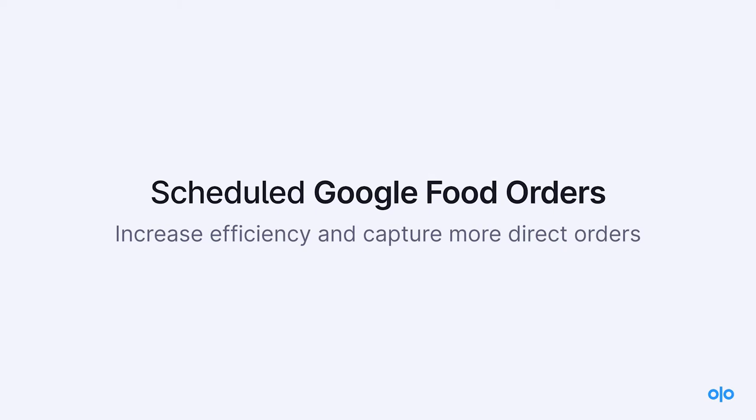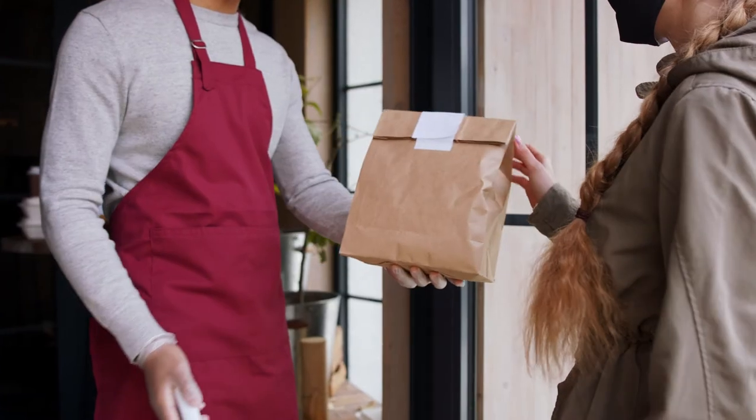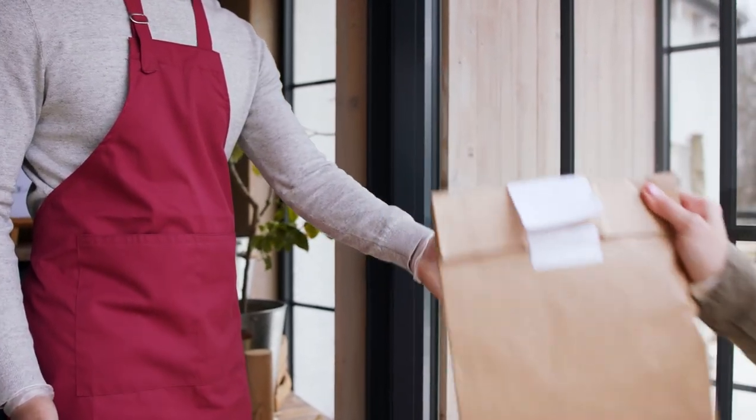GFO scheduled orders. Speaking of scheduling, we are announcing new scheduled ahead orders with Google Food Ordering, Olo's integration with Google, allowing brands to increase efficiency and capture more direct orders, all while giving guests additional options to suit their on-the-go needs. In our on-demand world, guests are looking for an easy way to get what they want when they want it. With this newest feature, we give guests the flexibility to order their food in advance, in addition to the already ASAP, as soon as possible, ordering functionality through Google Food Ordering.